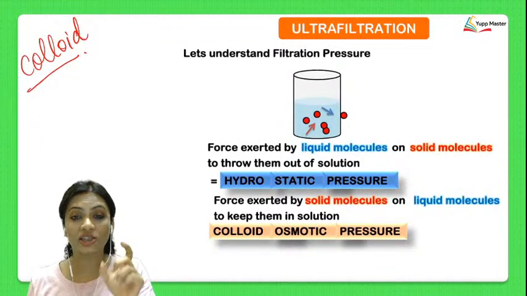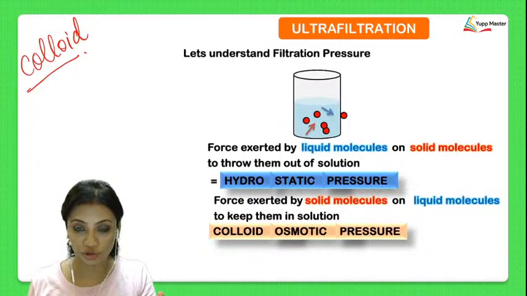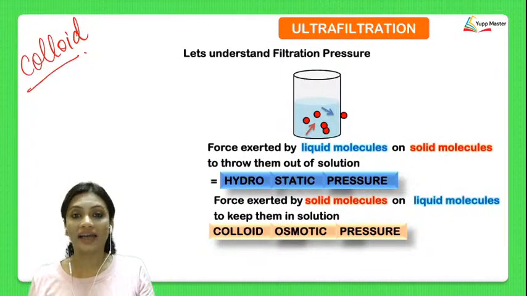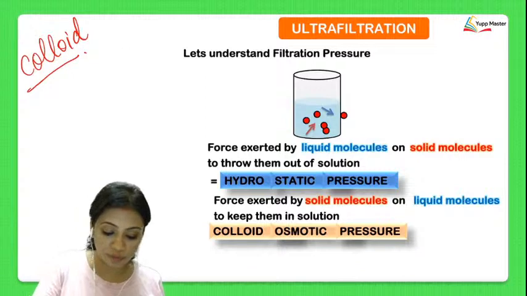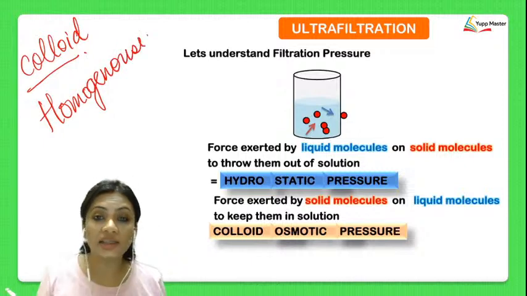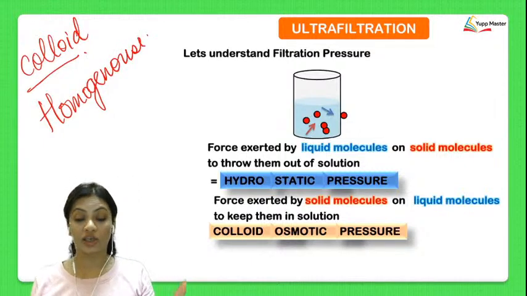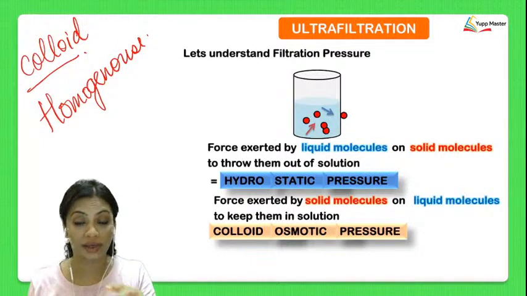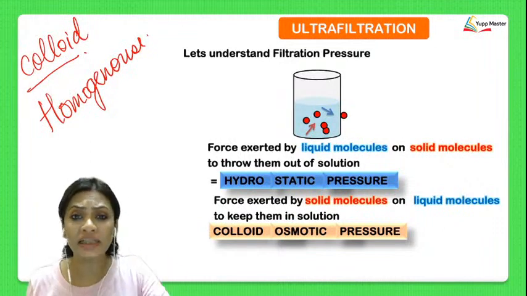Colloid means when the solutes are present in the solution in such a way that the solution appears to be homogeneous. Solution appears to be homogeneous. But are the solutes dissolved? No, they aren't. So this is going to be called a colloid.